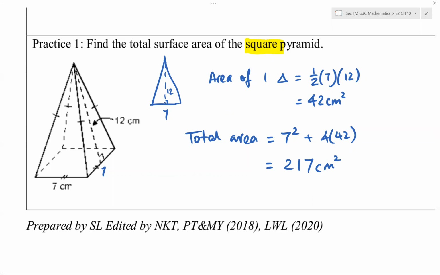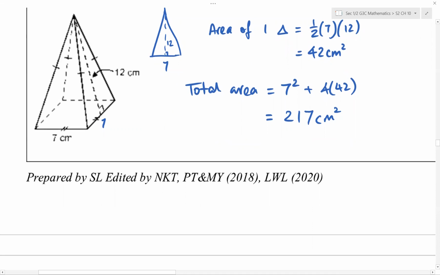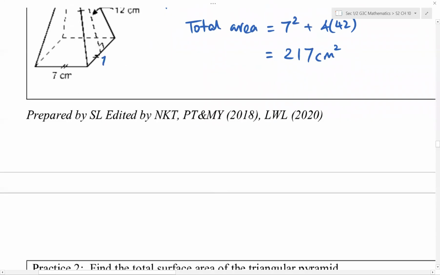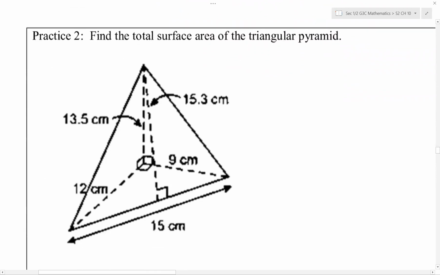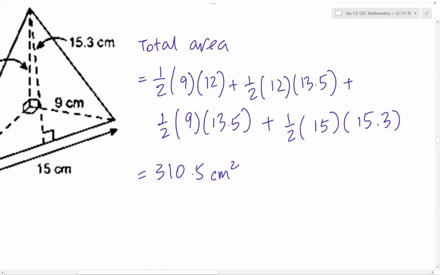For a square pyramid, where all the triangles are congruent, so far so good. That's something you could have done in primary school also, right? So what's the challenge? Well, what about this? Okay, please try this out yourself right now. Count properly the number of triangles, and are the triangles all the same? Do you have all the dimensions? So total area 310.5. No need to run off to 3SF if the answer is exact.